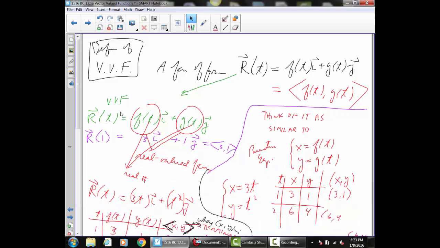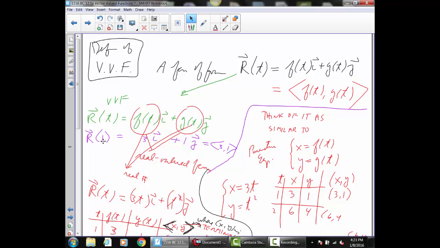So, for example, if they give you the vector valued function r of t equals f of t i plus g of t j, let's say x is equal to 3t and y is equal to t squared. In other words, it would be 3t i plus t squared j, or you could write it in component form.